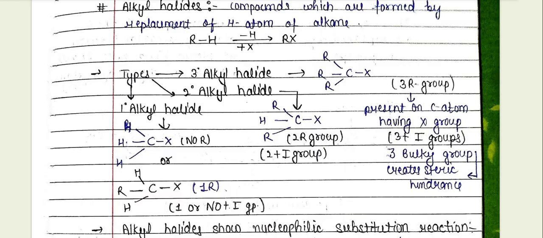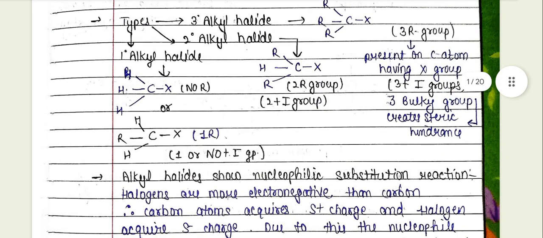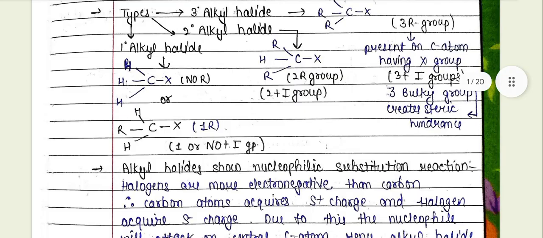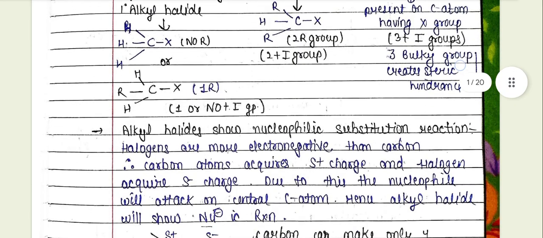Types: primary alkyl halide, secondary alkyl halide, tertiary alkyl halide. Primary alkyl halides have no R group. Secondary alkyl halides have 2 R groups, meaning 2 plus I groups. Tertiary alkyl halides have 3 R groups present on the carbon atom having the X group, meaning 3 plus I groups. The 3 bulky groups create steric hindrance.